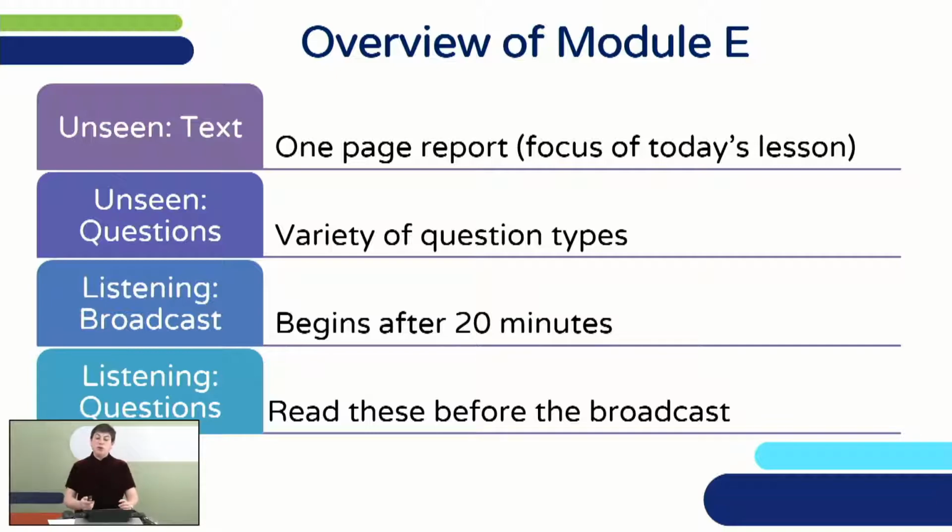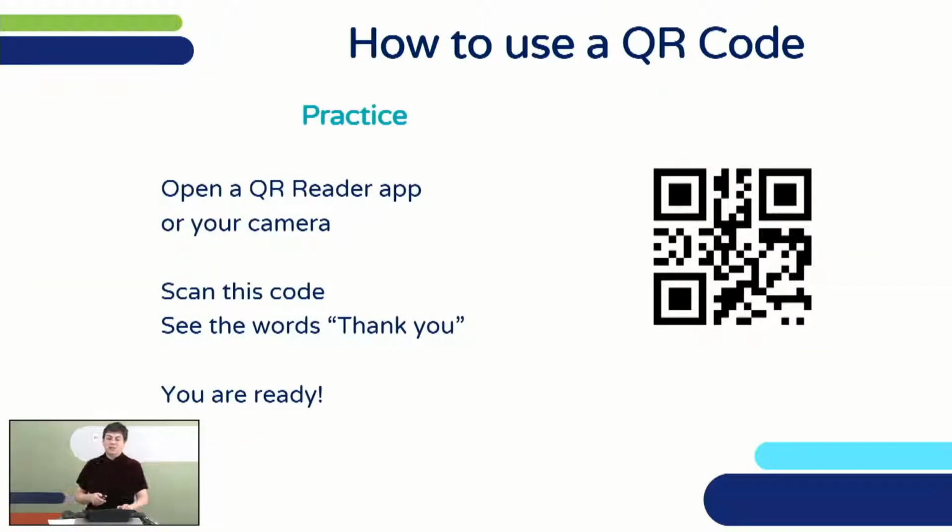There are unseen questions, a variety of question types that they can ask to check that you've understood what was in the text. There's a listening broadcast, which is kind of an unheard text that starts after 20 minutes, and questions that match that listening broadcast. And you're going to want to read those questions before you listen, so that you know what to listen for. But again, we're not going to focus on that in today's lesson. There are other lessons focusing on listening comprehension. Today we're going to look at reading.